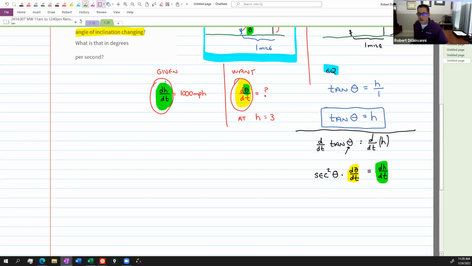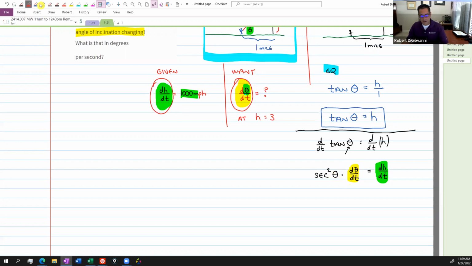know what it is, don't we? It's 1,000. So dh/dt is going to be replaced with 1,000. We're trying to solve for d theta/dt, right? The only thing we really would need to know now is what theta is, right? If I somehow knew what theta was, I could figure out what secant squared of that angle was, and then I'd be able to solve this.